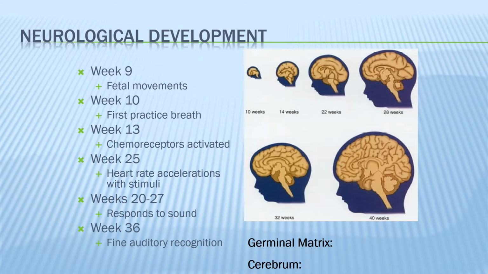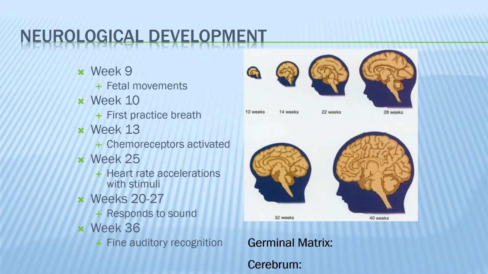Okay, let's take a look at neurological development and brain development. The brain is one of the earliest to begin developing. It starts development around week 7, but it's one of the last to be completely developed. It's completely developed after birth. At week 9, the neurological development can cause fetal movements. At week 10, it starts doing its first practice breath. By week 13, the chemoreceptors are activated, which means the fetus is going to mimic breathing in response to changes in PO2 and PCO2.